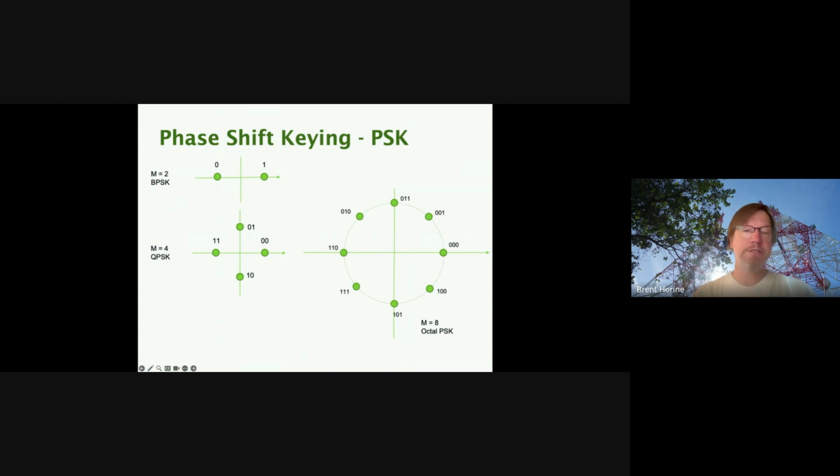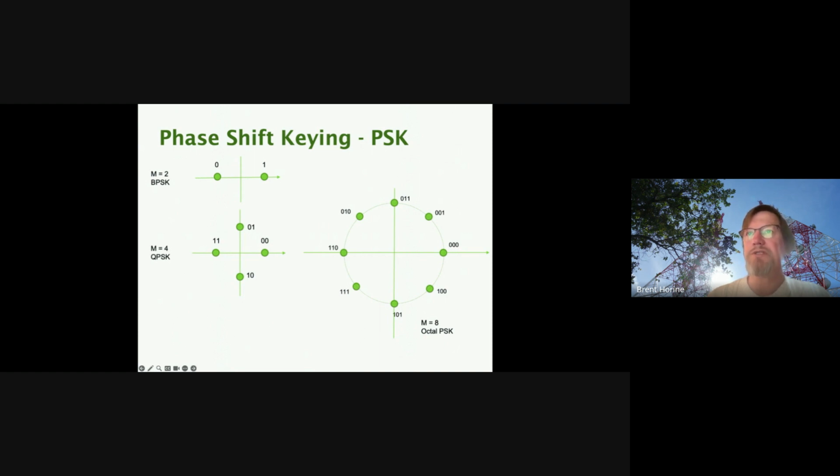Then if we start increasing the M, now we'll have 4 different symbols. Now we have a k of 2, so we can take 2 input bits and map those to a single symbol, one of these 4. So if we got 0, 0 coming in, we'll put it right there. If we got 0, 1 coming in, we will put it at pi over 2 radians, or 90 degrees, right? So now we're in the complex plane. And you see we're nicely evenly spaced between all these.